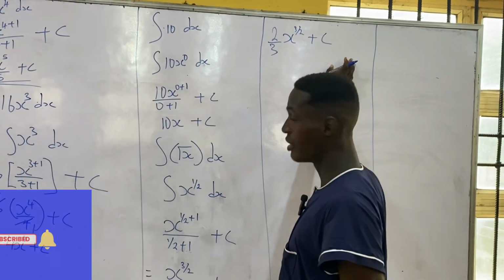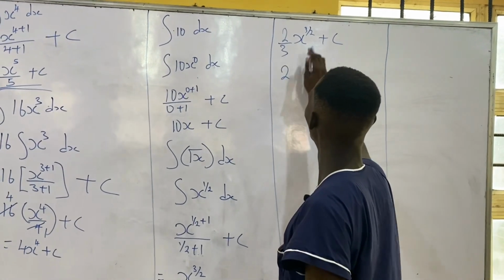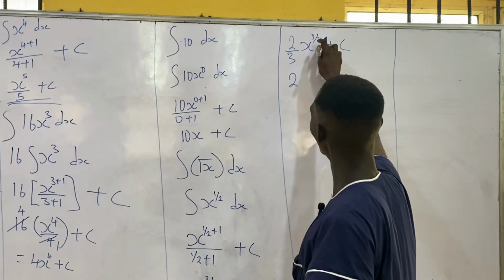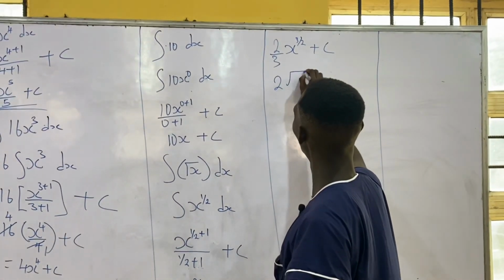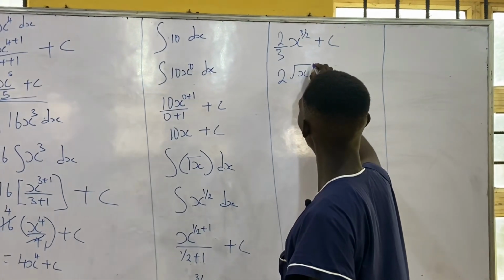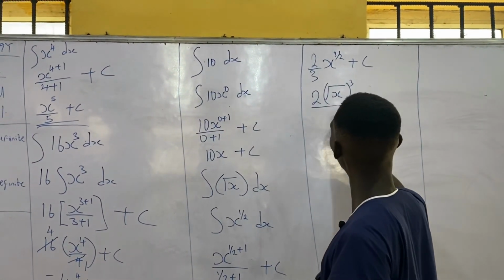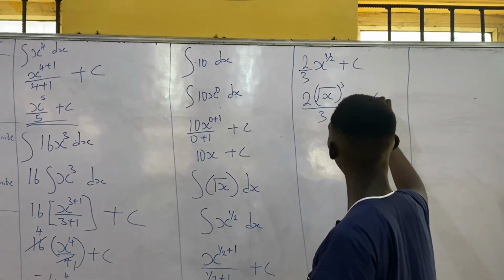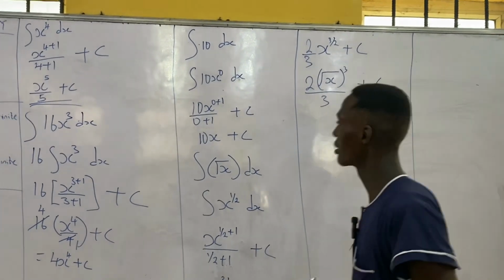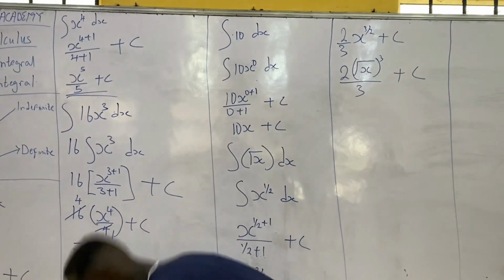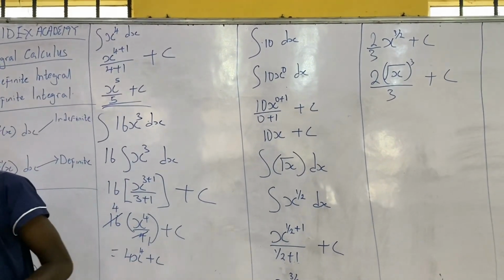You can leave your answer like this, or you can decide to what? This is what? Square, right? So this will become root x, all to the power of 3, plus c. So this is our final answer for that. Now let's move to another question.